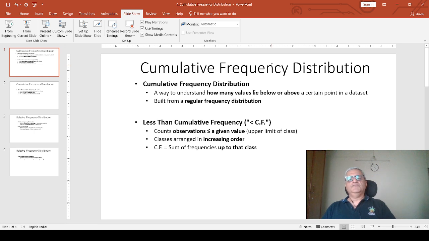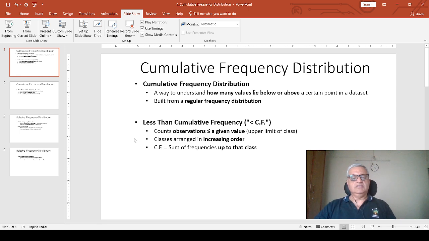We have seen frequency distribution, and we have solved certain problems on frequency distribution. Now let's study what a cumulative frequency distribution is. Cumulative frequency distribution is a way to understand how many values lie below or above a certain point in the dataset. Basically, cumulative frequency distribution is built on the regular frequency distribution.